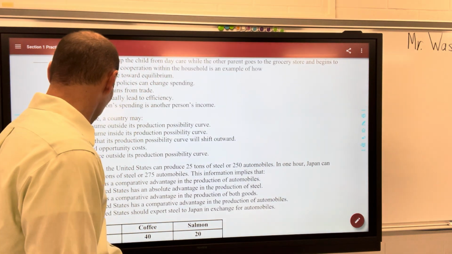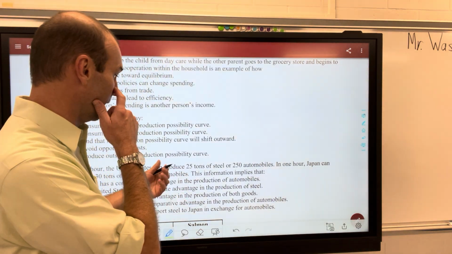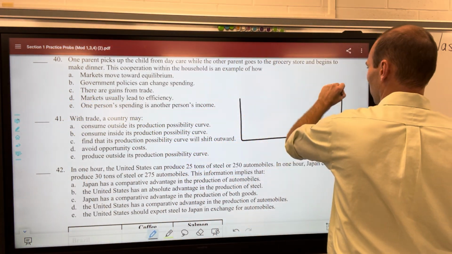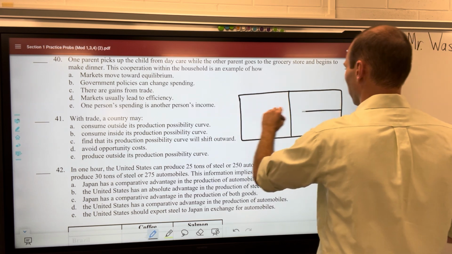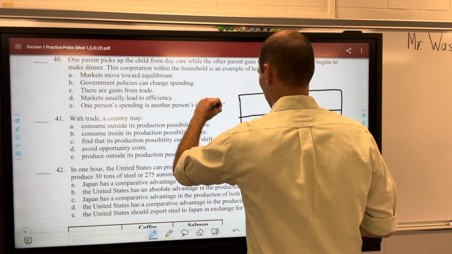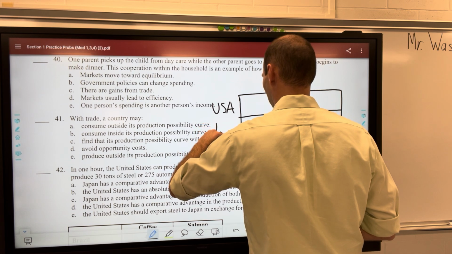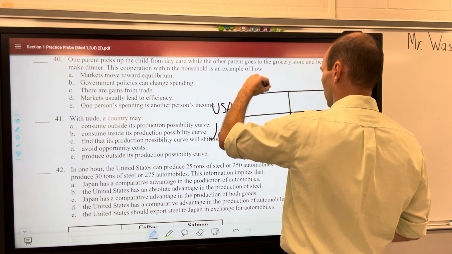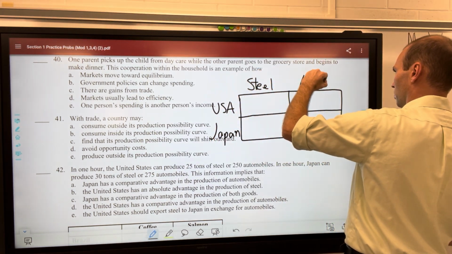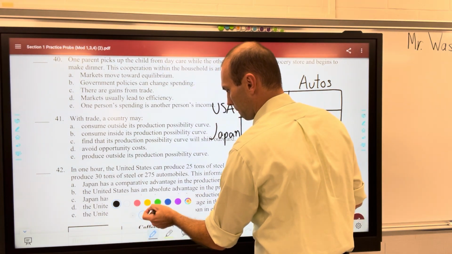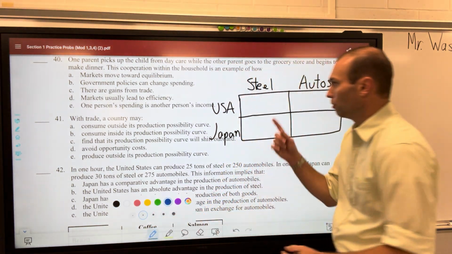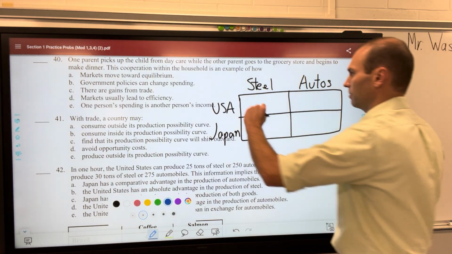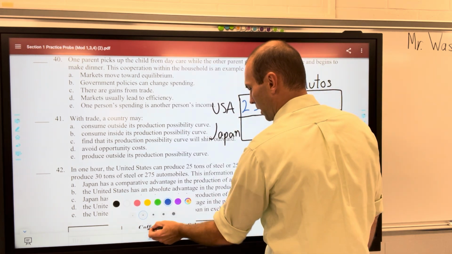So what I like to do here is I'm gonna go ahead and make a table. So I've got a table. We'll make one of these USA and the other Japan. All right, and then we're making steel and autos. All right. So, for the United States, how much steel does the United States make? 25 tons. How much does Japan make?